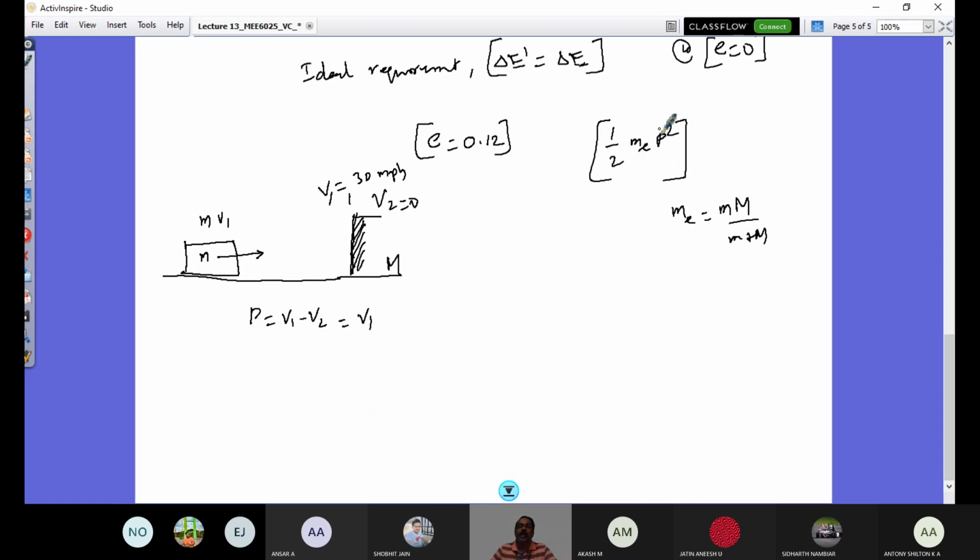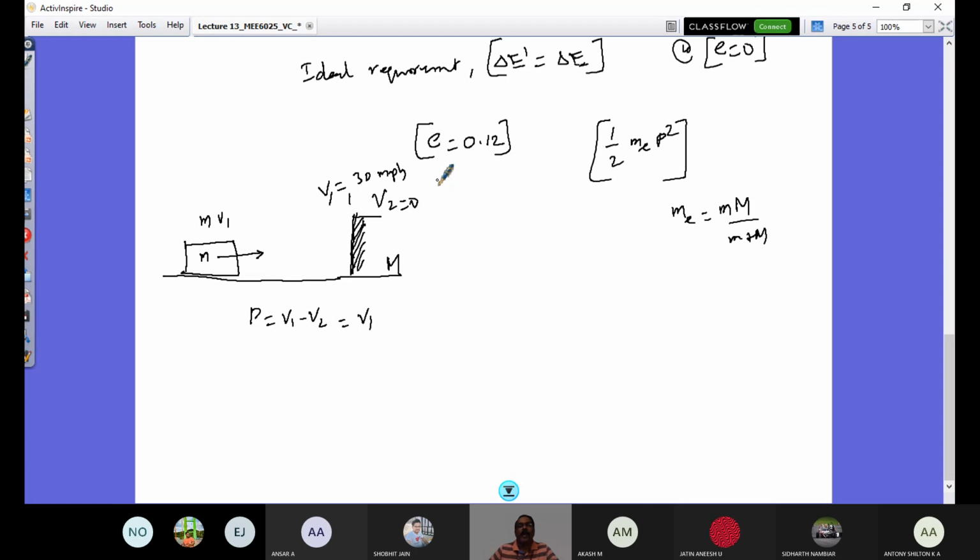Since it is a square term involved here, if the approach velocity is 30 miles per hour, and instead I have double the speed as it hits, the energy dissipation would become 4 times what would happen at 30 miles per hour. That you have to see, right? It depends on the squaring of the speed value.